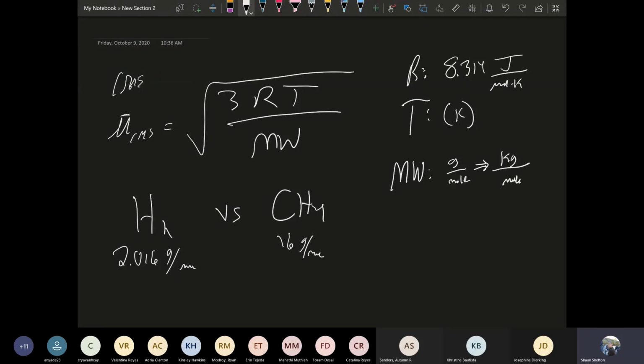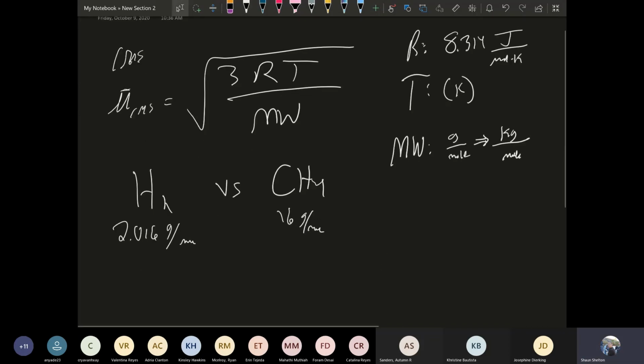All right. Now, what's next? The first thing I'm going to do is see that the molar mass needs to be converted to kilograms per mole. So just divide these two numbers by 1,000. And so that's going to give you 0.002016 kilograms per mole for hydrogen, and this one's going to be 0.016 kilograms per mole for methane.